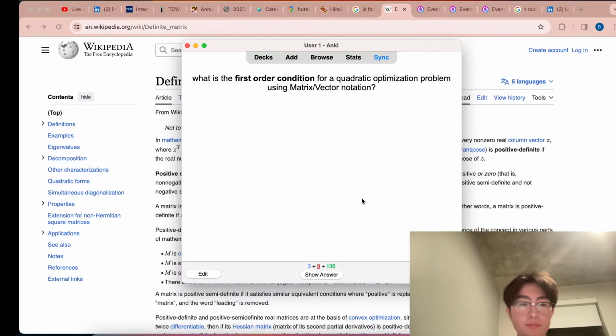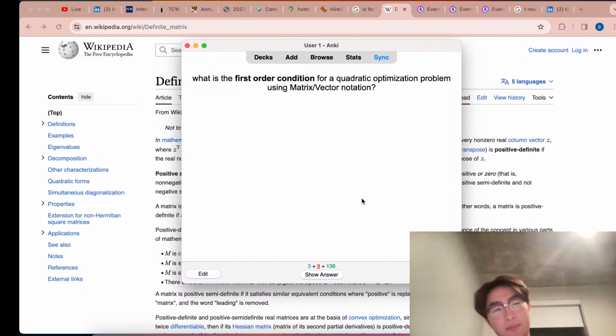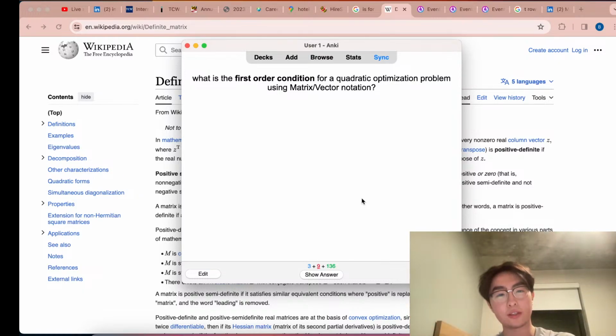What is the first order condition for a quadratic optimization problem using matrix vector notation? Ooh, yeah. So this one I remember was y. I'm going to have to review some of this stuff. These flashcards I made are kind of bad, because this is super confusing.